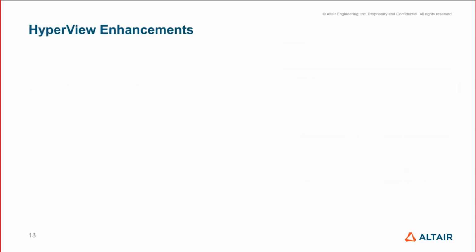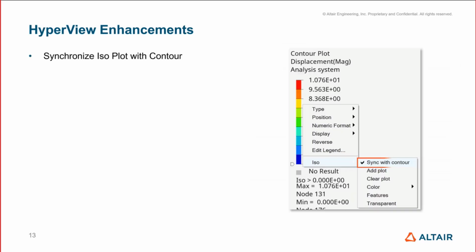Next, I want to highlight a few other important HyperView enhancements. I will start off with a small but very useful feature requested by several customers. This is a feature called Synchronize ISO Plot with Contour. As you can see on the screen, it's an option that's available on the Legend right-click menu.